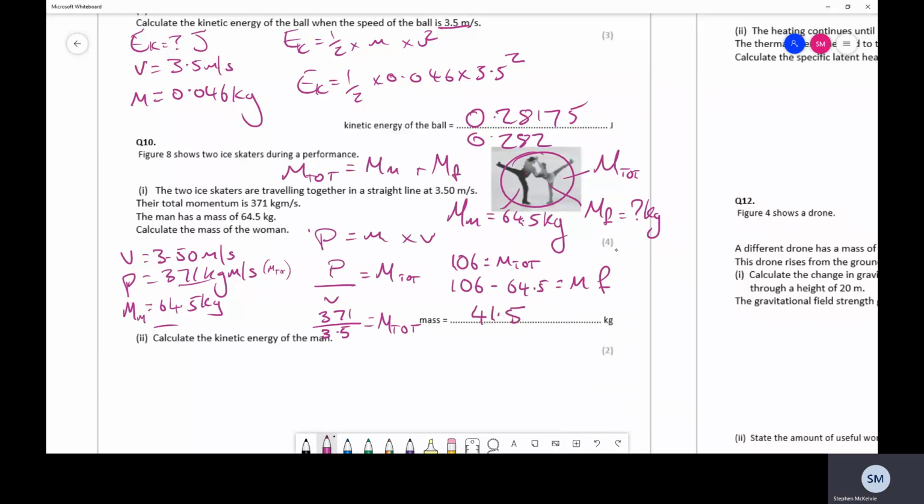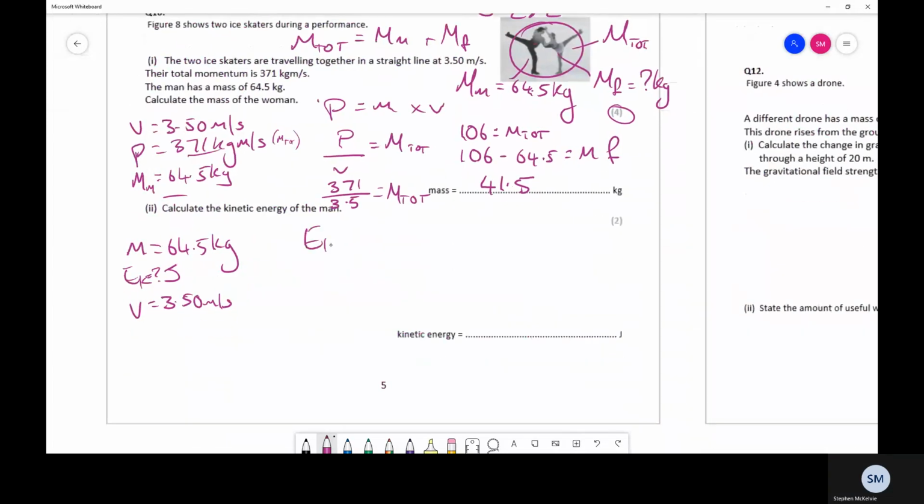41.5 is the mass. Now that is worthy of a 4-mark question. Calculate the kinetic energy of the man. The mass of the man is 64.5 kilograms. The kinetic energy, EK, I do not know, but it is measured in joules. And the velocity of the man is 3.50 meters per second. Put that into my equation of EK equals 1/2 mv squared. And then I can put my numbers in. 1/2 times 64.5 times 3.5.